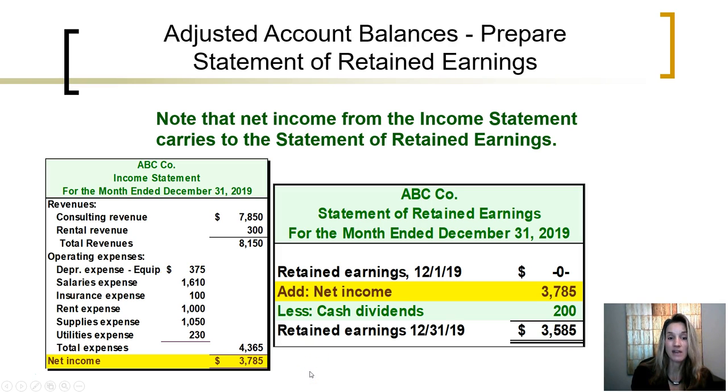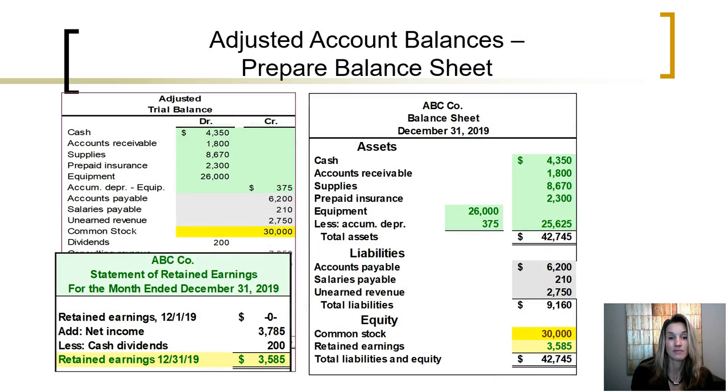Recall that the net income that is calculated in the income statement is carried forward to the statement of retained earnings. So beginning retained earnings plus net income less dividends paid gives us our ending retained earnings. Finally, once we have the statement of retained earnings prepared, we are now ready to prepare the balance sheet. Recall the balance sheet reports the total assets, liabilities, and ending equity.